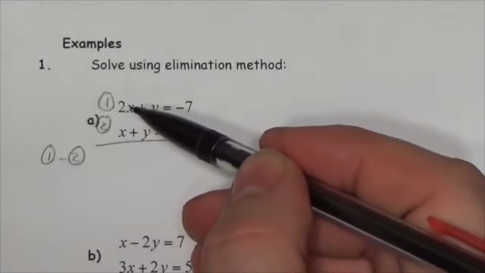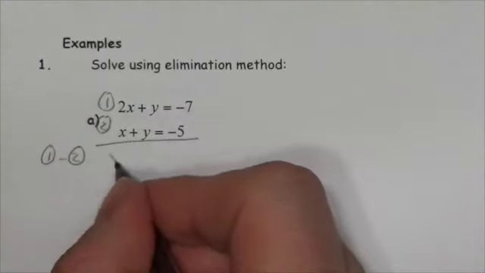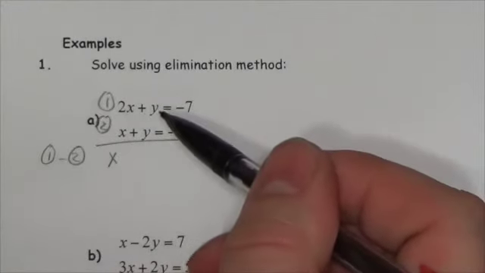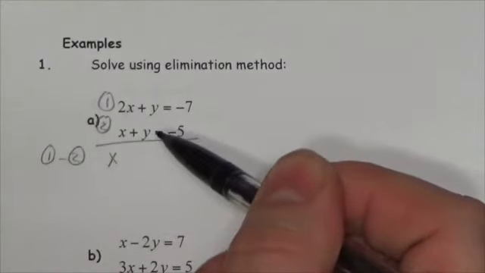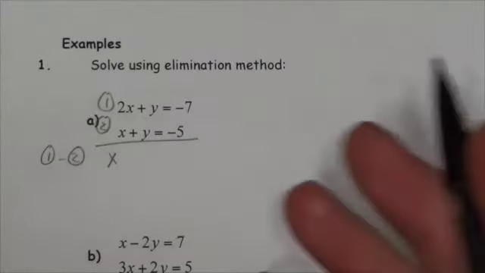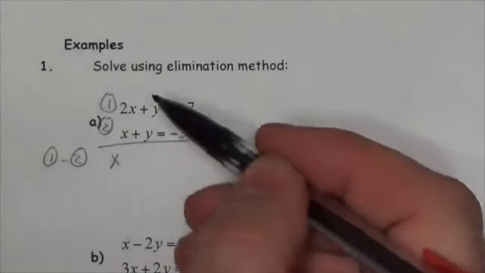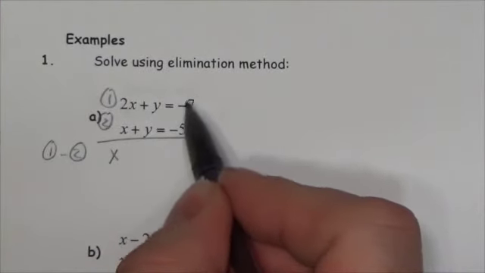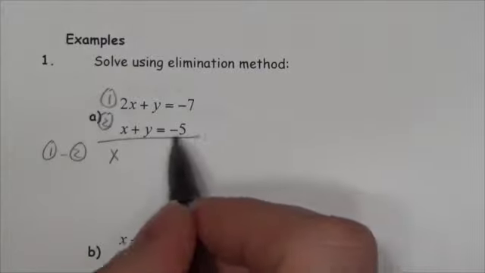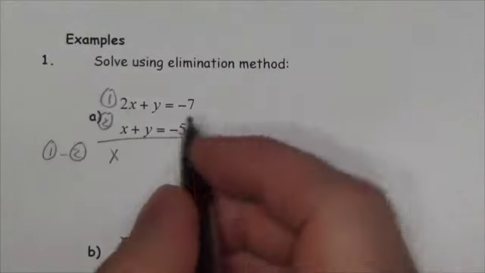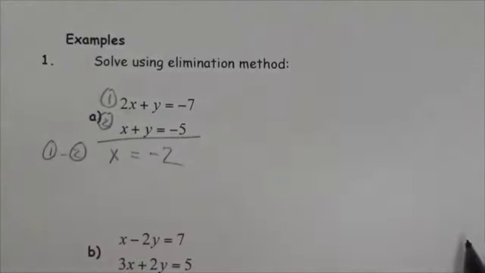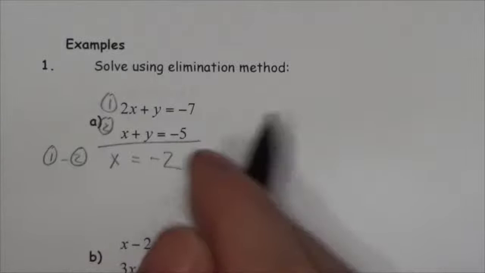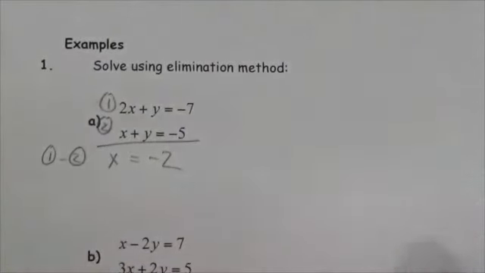Now just watch this. 2x minus x is x. Positive y minus positive y is 0, and that's what I wanted. I wanted to eliminate the y variable here because the coefficients were the same. Now be careful with this one. Negative 7 minus negative 5 is going to be negative 7 plus 5, negative 2. And there it is immediately. I already know what x is. I don't even have to do anything. The answer kind of fell into my lap. x is equal to negative 2.